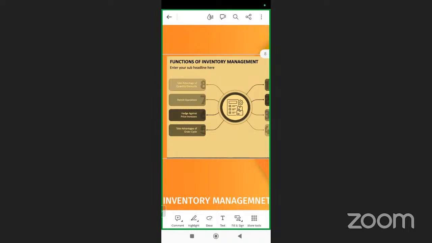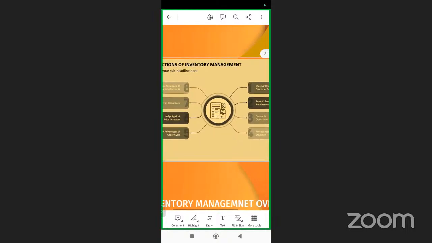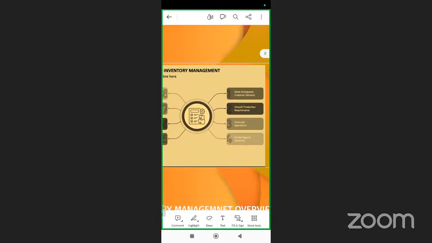What are the functions of inventory? Quantity discounts: when we are buying a good number of products together, definitely we will get some discount. Permit operations, it will help you to do that. And hedge against price increases. That means if we know that in future the price will increase, we can buy now and keep it in our store. Take advantage of the order cycle. Next, meet anticipated customer demand. Suddenly, if customers want more products than the regular everyday requirement, then if we have a good inventory, either finished goods or the finished product, we can use them.